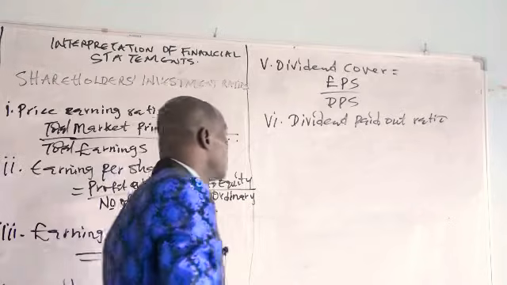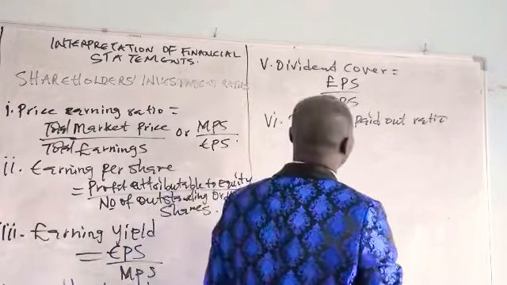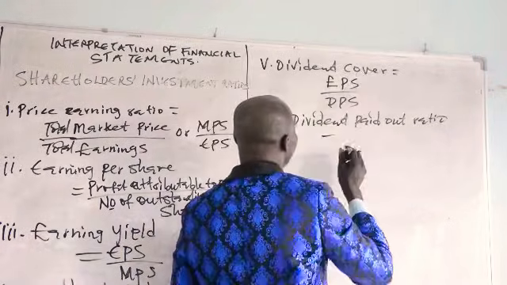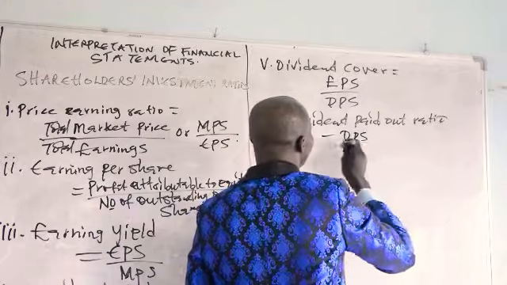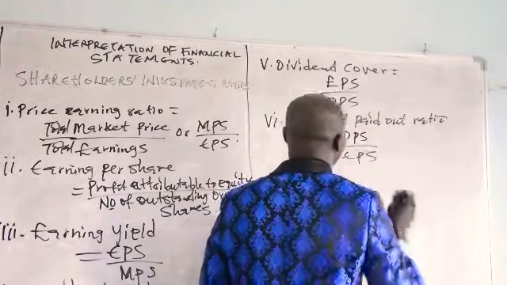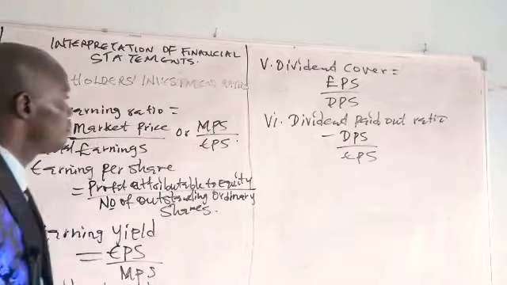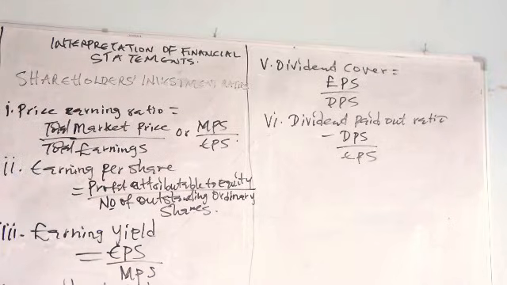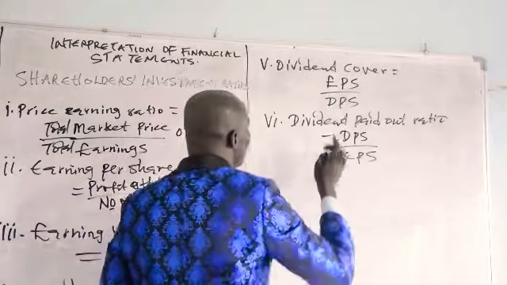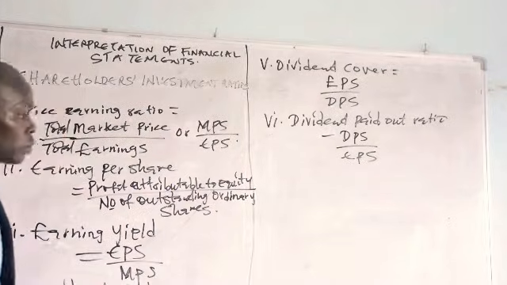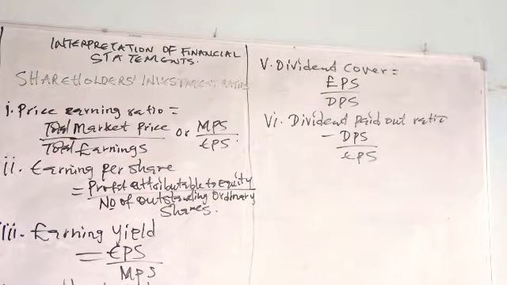Dividend paid out ratio is just the reciprocal of this. So it will be dividend per share over earning per share. That is the dividend paid out ratio, the ratio of dividend per share over earning per share. To be able to interpret these ratios properly, try to watch it in the end and watch where I report on them. So that is for that.